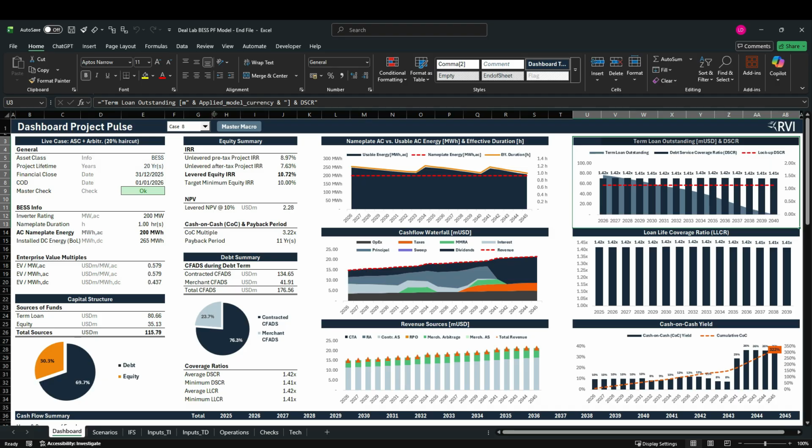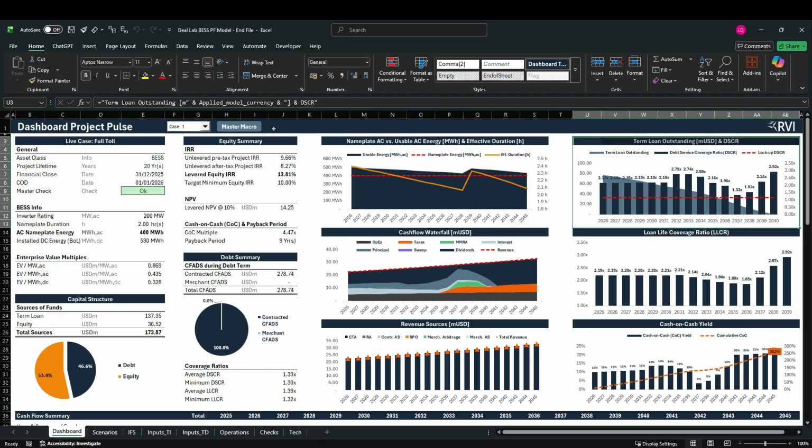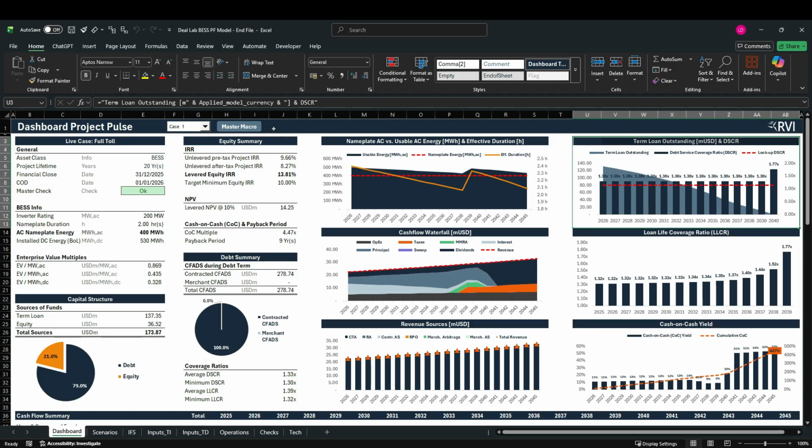Now let's switch the live case to case 1, the full tolling case, which is a fully contracted case. Watch what happens. The DSCR becomes flat and you will see it sitting right at the contracted sizing DSCR, which is 1.3. And that's what we would expect, because when the lender sizes and sculpts to a target DSCR, a stable contracted cash flow profile will typically produce a stable DSCR result.